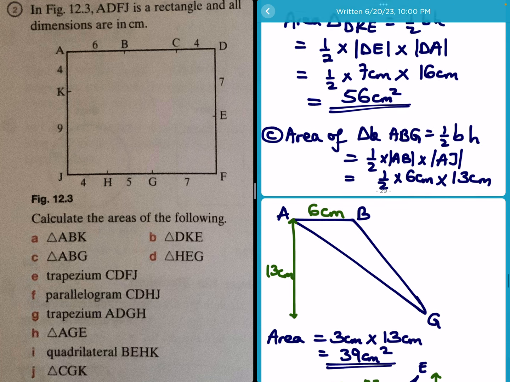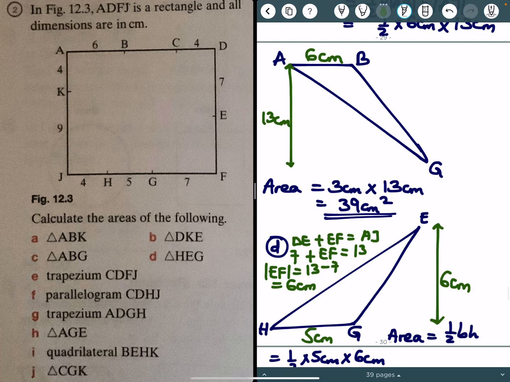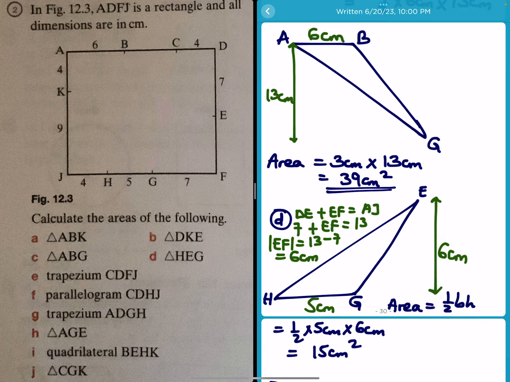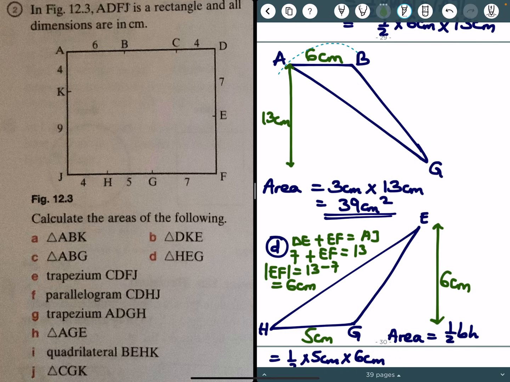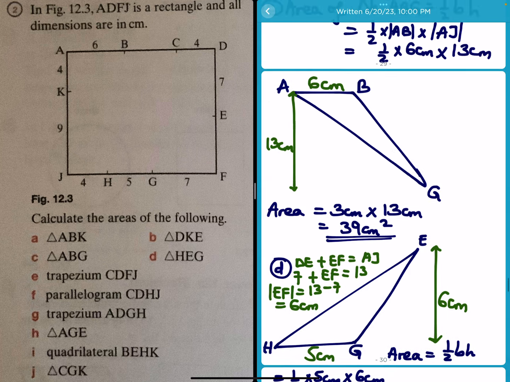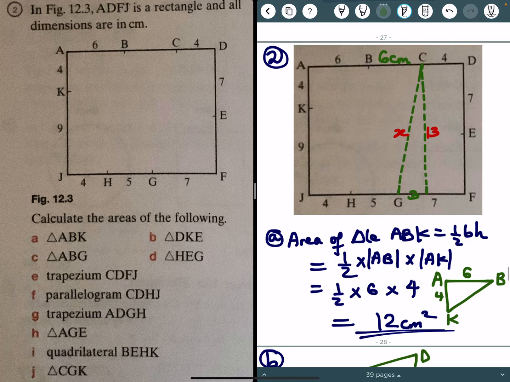Next is the area of triangle ABG. First of all, where is ABG? This is ABG here on the diagram. I've redrawn it here, but let me go back to the diagram and show you how I got base 6 centimeters and height 13 centimeters. So let's go back to triangle ABG. This is AB, and this is G. This is triangle ABG.